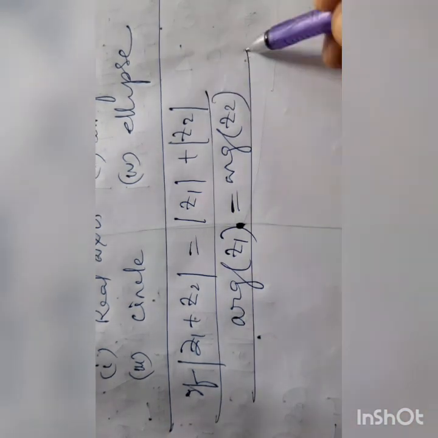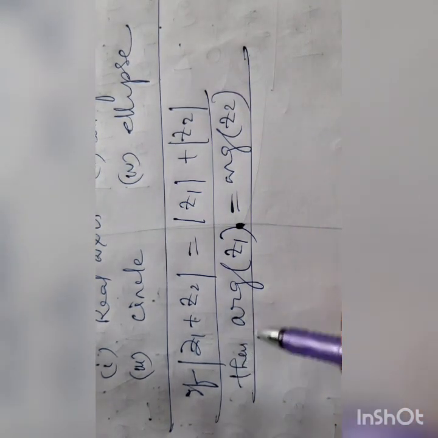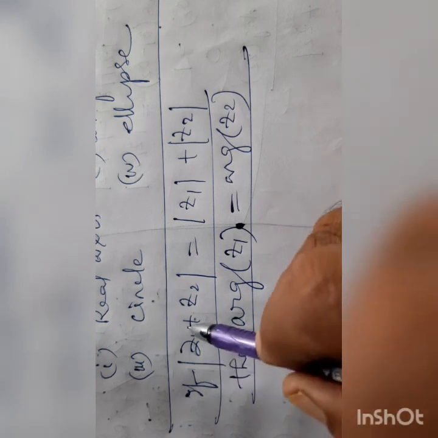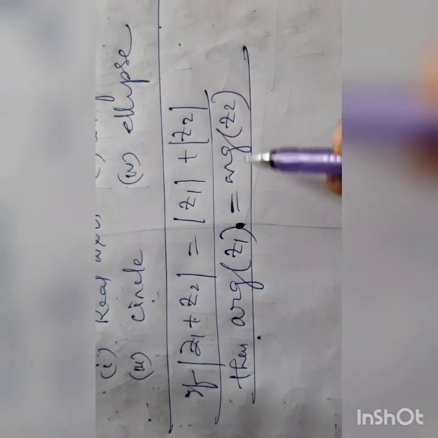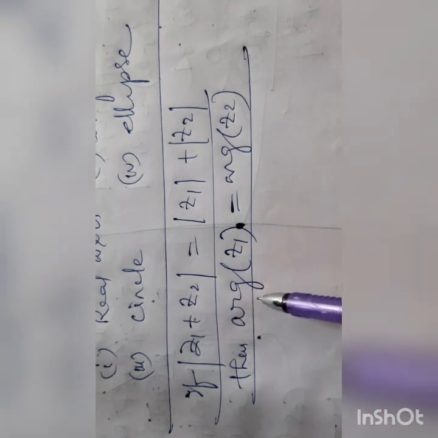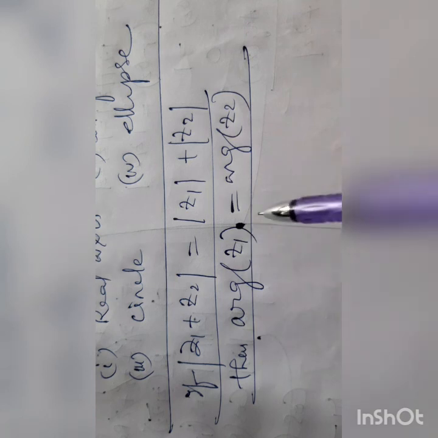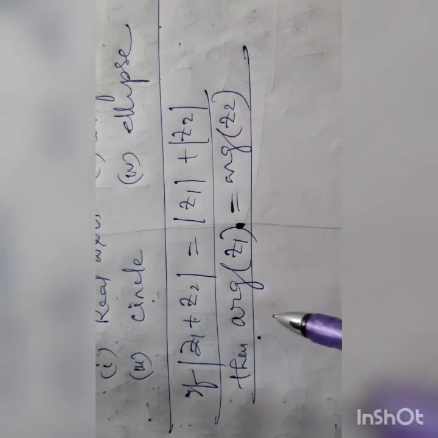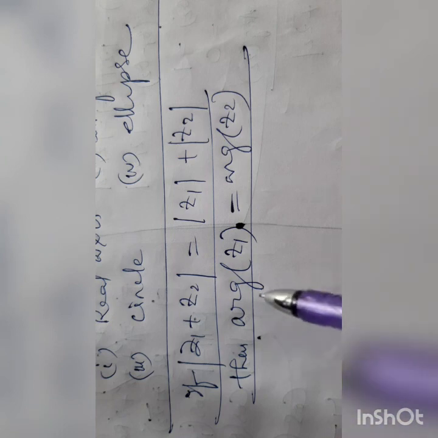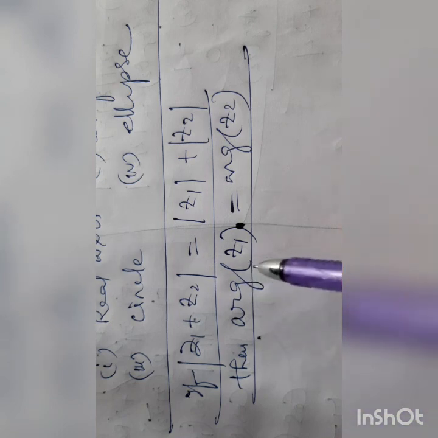This we know. Just we have learned modulus Z1 plus Z2 equals modulus Z1 plus modulus Z2, then arg of Z1 equals arg of Z2. If it is minus, arg of Z1 minus arg of Z2 equals pi. These two, before this I told. Why I told? Because to do this sum, it will be helpful.